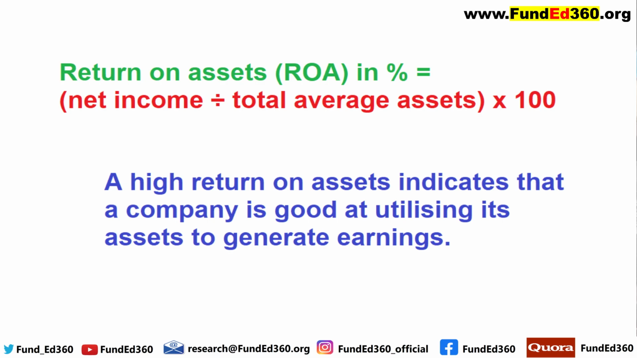The third ratio is ROA, return on assets. The return on assets ratio gives you an idea about how efficient the company is at using its assets to earn revenue. A high return on assets indicates that the company is good at utilizing its assets to generate earnings. ROA is also denoted in percentage, and it is calculated as the ratio of net income to total average assets, in percentage.